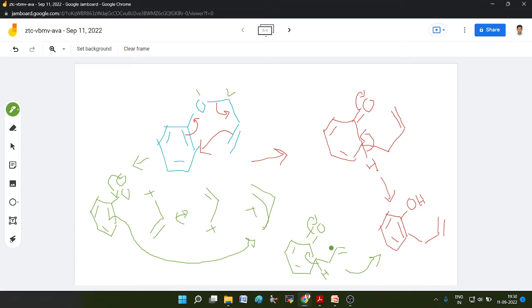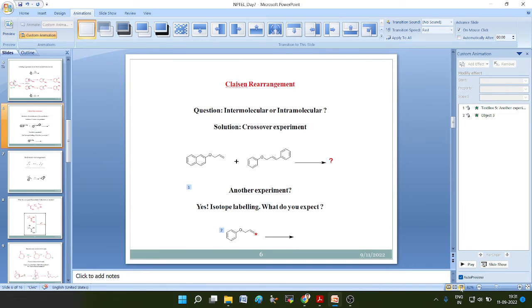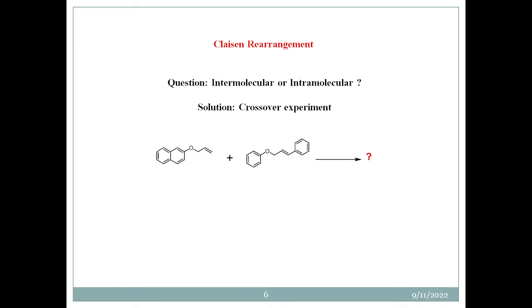Now the question is, how do you know that it is following the red pathway, not the green pathway? That is the goal actually. This is the problem statement. In such a case, a crossover experiment will tell you whether it really dissociates or doesn't dissociate and follows a concerted path like this. Now let me show the question again. So here you understand the Claisen rearrangement, right?